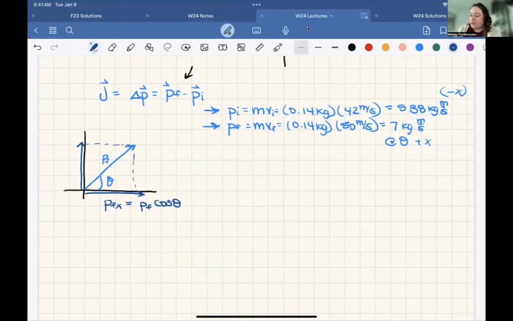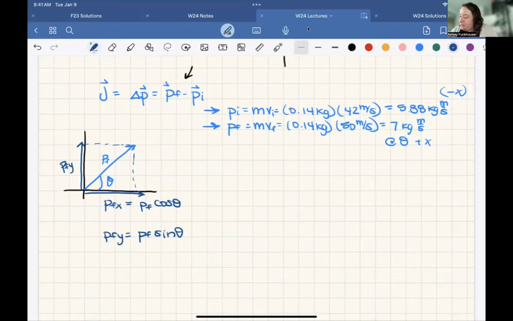And then the y component, and I just want to show that I am trying to match these to the vector I drew. So this is the y component. I'm going to write what that is just down here because there's not room. P final y equals, and this one's the opposite, so it's p final sine theta.